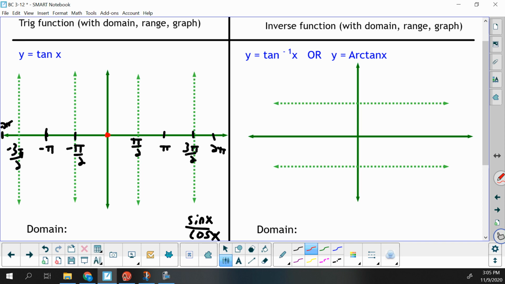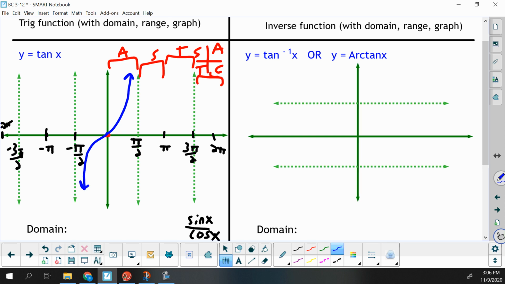And then I like to think of the tan graph just as your ASTC, where this is our A, because it's from 0 to pi over 2. This is our S, because it's pi over 2 to pi. That's our T, and that's our C. Well, in the A section, we should be positive. So that's why we know the tan graph should go up. Over here to the left, that's like being in quadrant 4. That's the C section, so tan is negative. And then once you have that, it just follows the pattern from there.